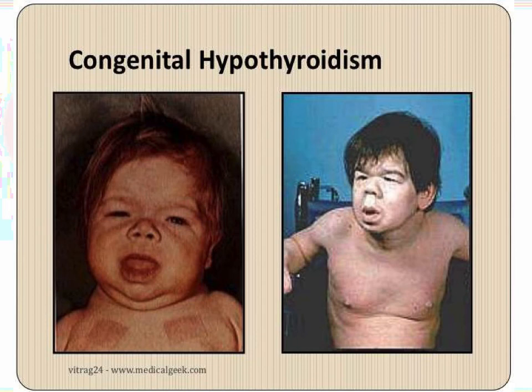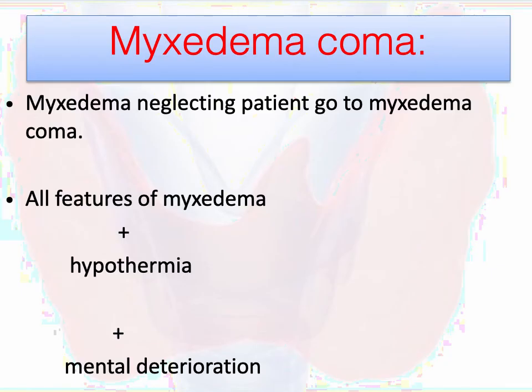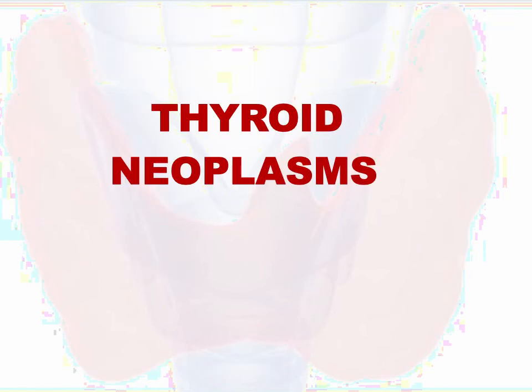You see, congenital hypothyroidism. Myxedema in adults is hypothyroidism. Clinical features: all signs and symptoms of hypothyroidism, supraclavicular puffiness, malar flush, that is redness at the cheek, and yellow tinge to the skin. Neglecting the patient will lead to myxedema coma: all features of myxedema plus hypothermia, that is, the patient will be cold, temperature will be low, and mental deterioration.